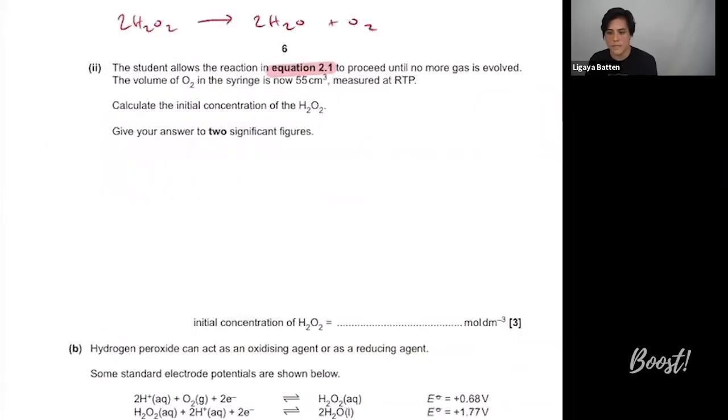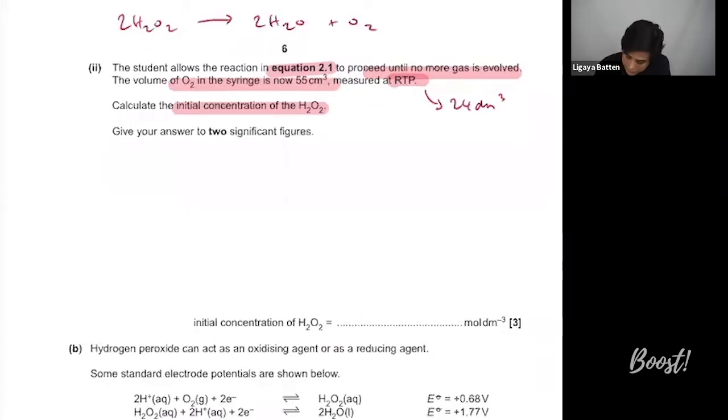Right, so the reaction proceeded until no more gas was evolved. The volume of O2 in the syringe is now 55 centimeters cubed, measured at room temperature and pressure. And again, that's a clue that you can use 24 dm cubed as the volume of 1 mole of gas. Now it wants you to calculate the initial concentration of the hydrogen peroxide. The information we start with is the volume of the gas in the syringe, and using room temperature and pressure we can work out the number of moles in that volume of gas.